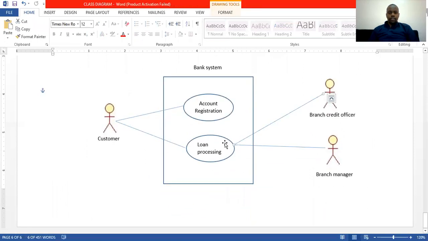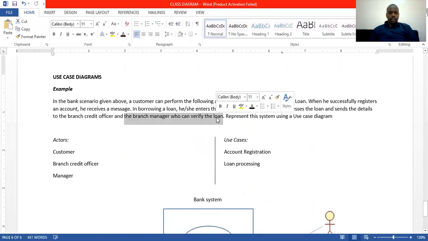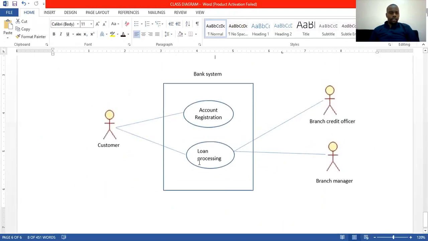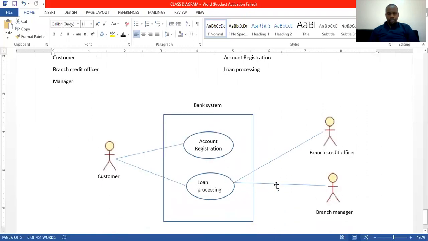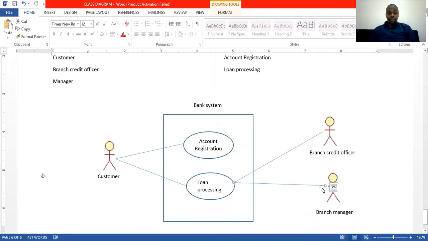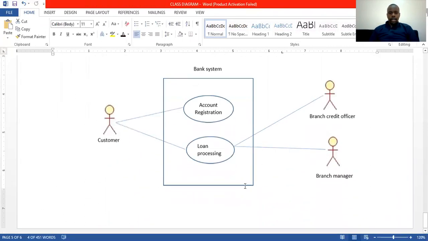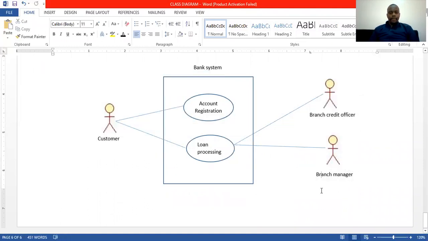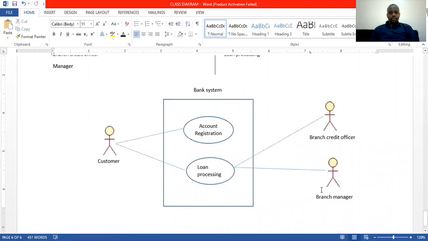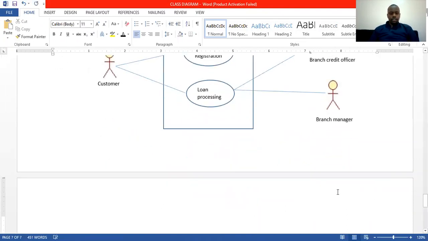Then the system processes the loan and sends the details to the branch credit officer. So the branch credit officer is able to view the details from that entity, and the branch manager can verify the loan. So the branch manager also receives details of the loan. So yeah, this is how that use case diagram looks like. That is basically a very, very simple use case. Any question?